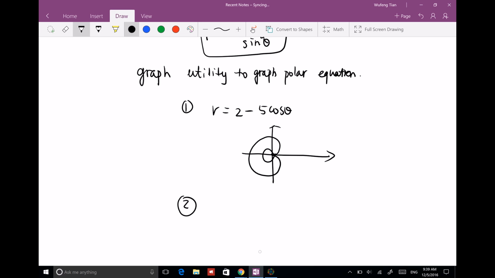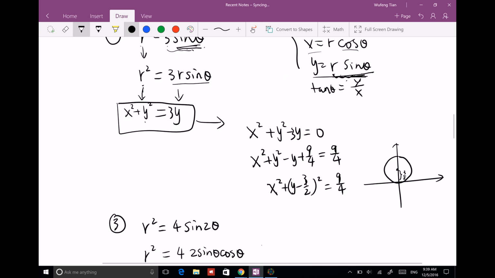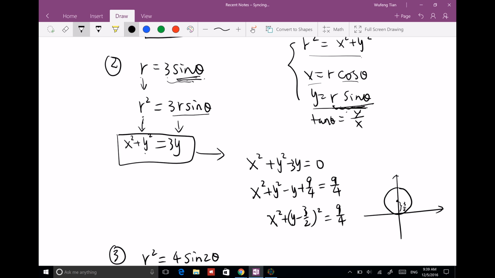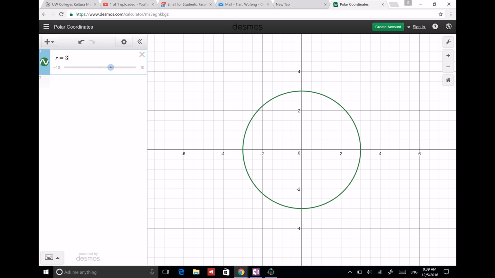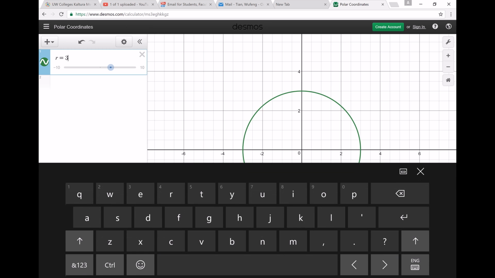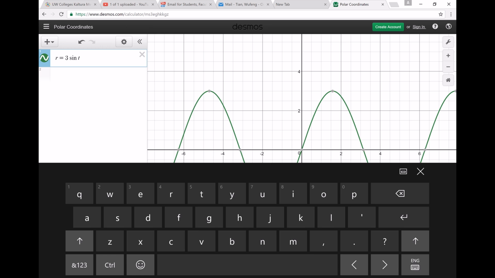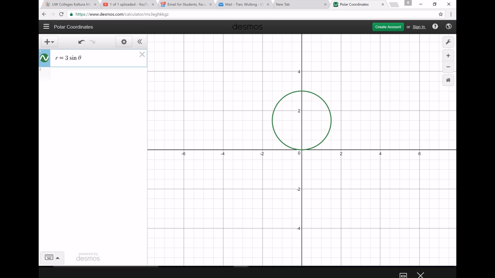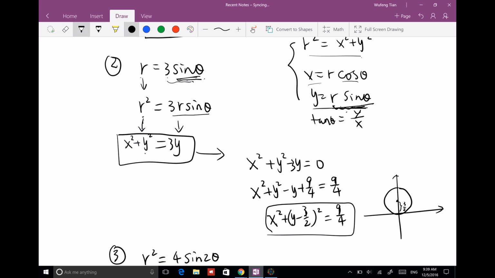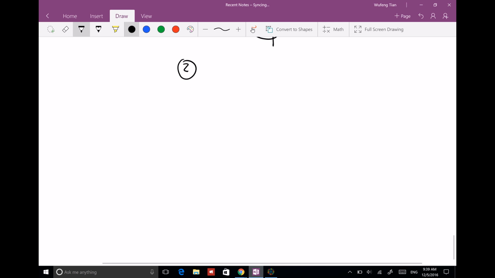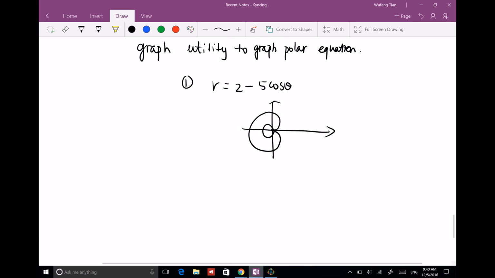The second example we did, this one, r equals 3 sine theta, and I said it looks like this. The center is 0, 3 halves, and the radius is 3 halves. You can tell this is a circle. The center is on the axis at 3 halves, radius 3 halves. So you can use the graphing calculator to graph the polar equation. Okay. All right. So you can explore that using a graphing calculator by yourself.